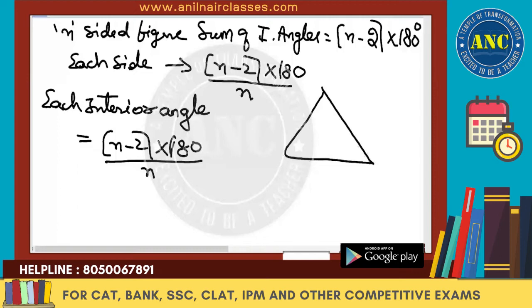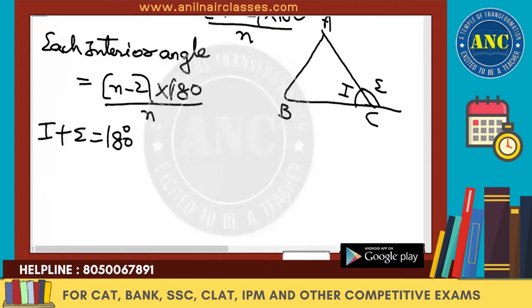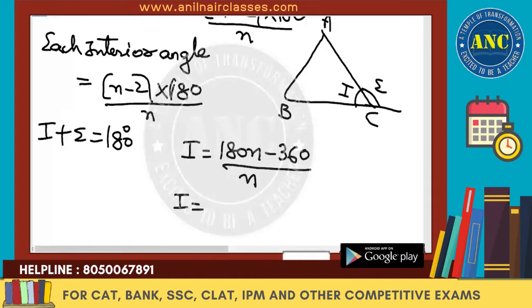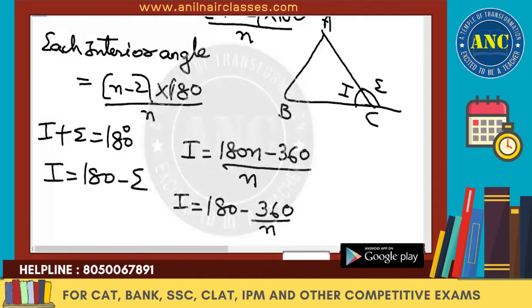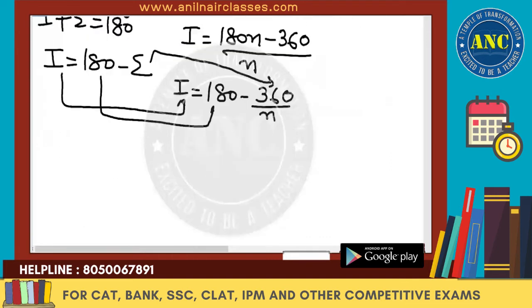We just now discussed the definition of an interior and an exterior angle. If it is interior, this will become exterior, so interior plus exterior is 180. Interior is 180n minus 360 by n, so interior is 180 minus 360 by n. That is, interior is 180 minus exterior, so exterior is 360 by n. Very important point.